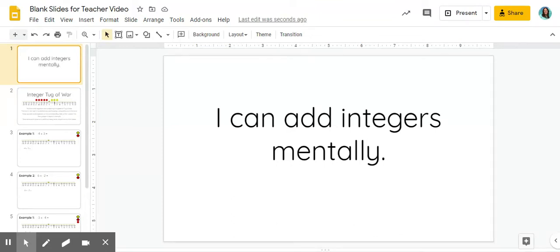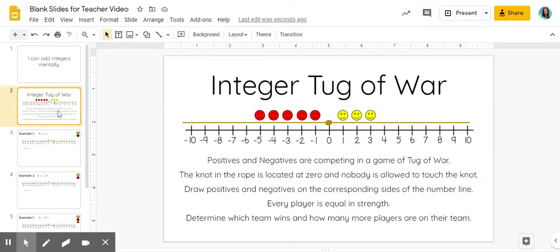I can add integers mentally. Before we do that, we're going to learn a strategy called tug of war. Positives and negatives are competing in a game of tug of war. The knot in the rope is located at 0 and nobody is allowed to touch the knot.